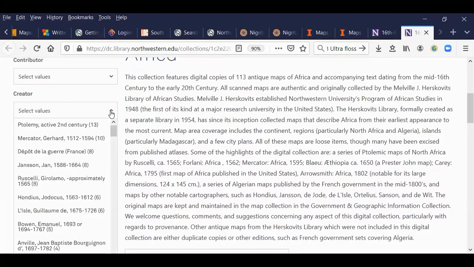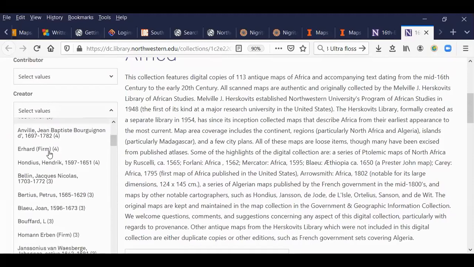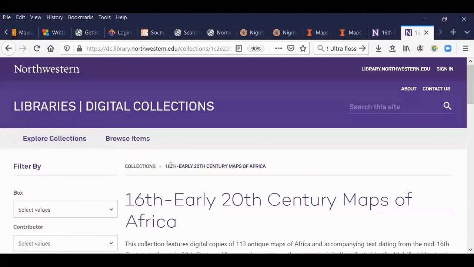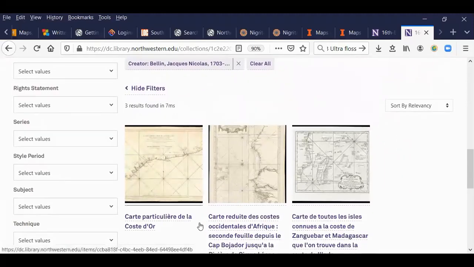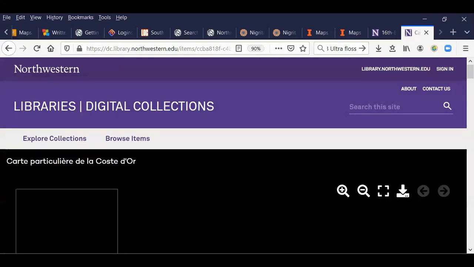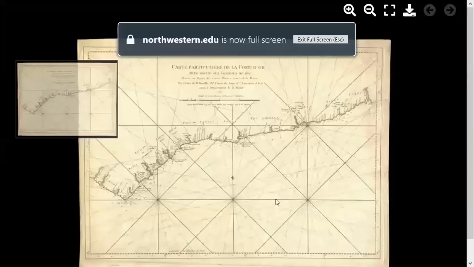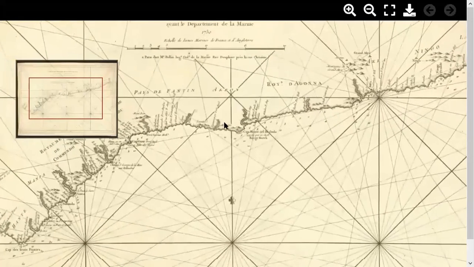For example, you can click on Creator and get the cartographer behind many of the maps. Jacques-Nicolas Belin, for example, has 3 maps in this collection, and you can see what they are by looking at them directly under his name. Jacques-Nicolas Belin was a cartographer for the service of the Marine of the French during the early 18th century, and his maps are really quite detailed.